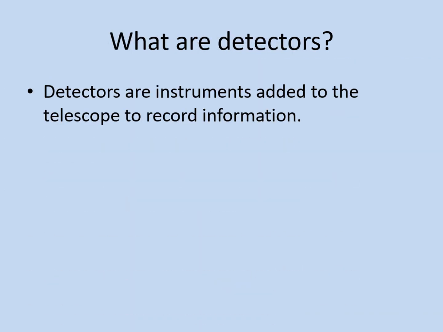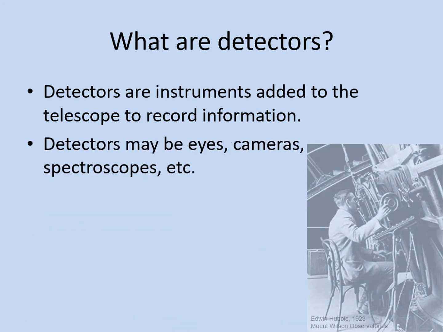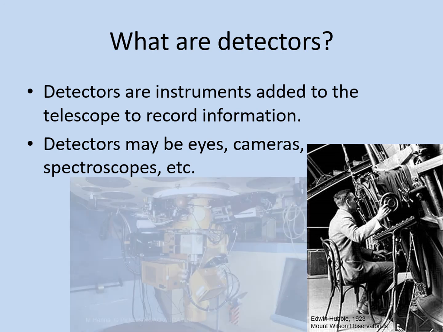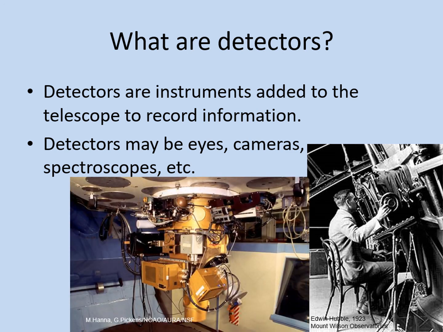Detectors are instruments we add to a telescope to make a record of the light coming through it. Of course, the original detectors were human eyes. If an astronomer wanted to make a record of what they saw, they would simply draw a picture of it. Nowadays, there's a wide range of different detectors used in astronomy, including ones that take images like digital cameras, as well as ones that record spectra, and even some that do both.